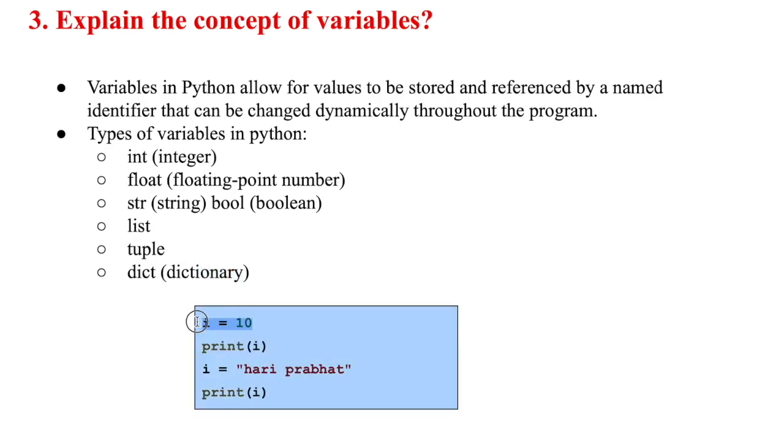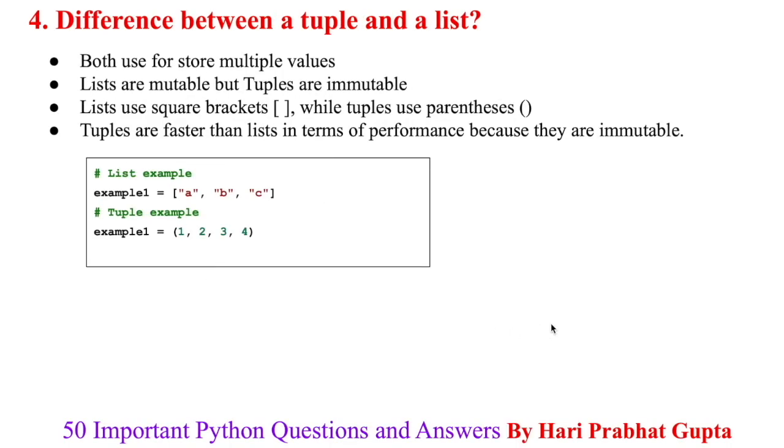So here we have taken an example, and here we first assign the integer value 10 to the variable i using the assignment operator equals, and then print the value of i by using the print function. Next we assign the string value Hariprabhat to the same variable i, and overwrite its previous value, and finally print the new value of i using the print function.